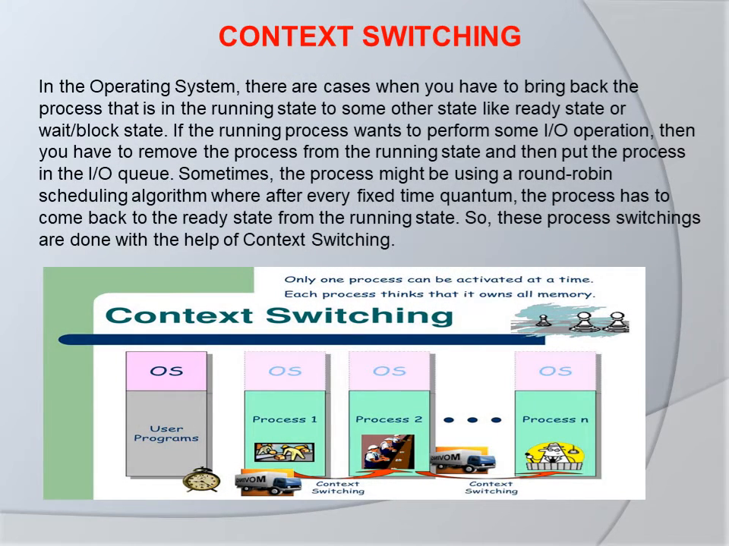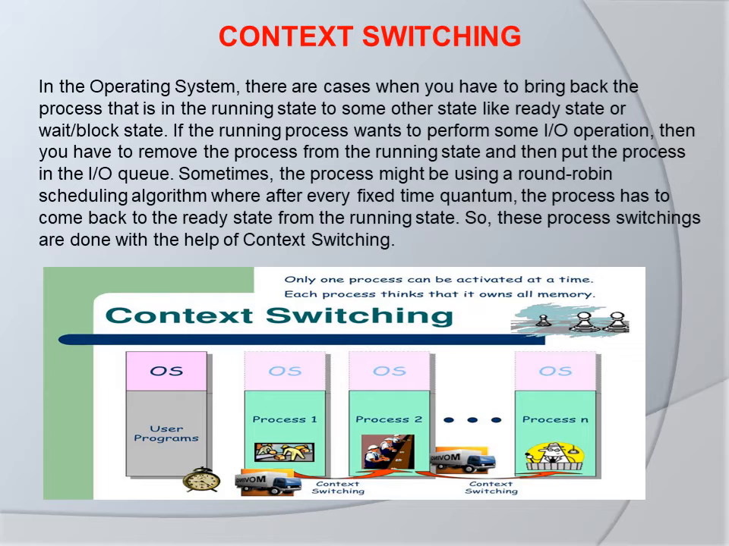Now we discuss a very important topic, context switching. As the name suggests, switching means moving from one process to another. In the operating system, there are cases when you have to bring back the process that is in the running state to some other state like the ready state or the wait or block state. We know that for a process there are different states. Either it is in a ready state or wait or block.